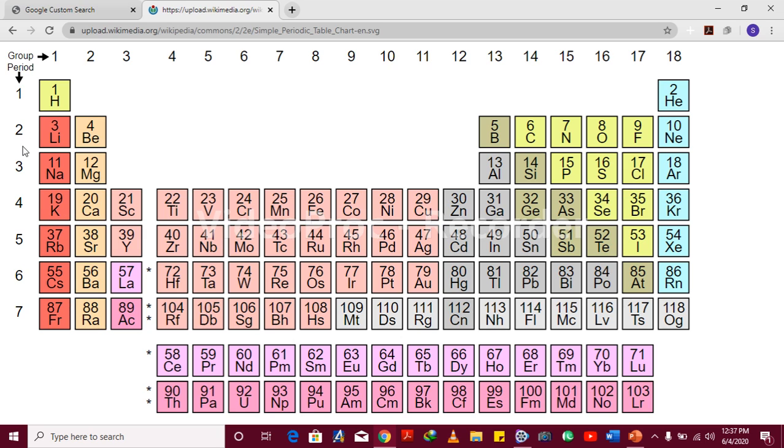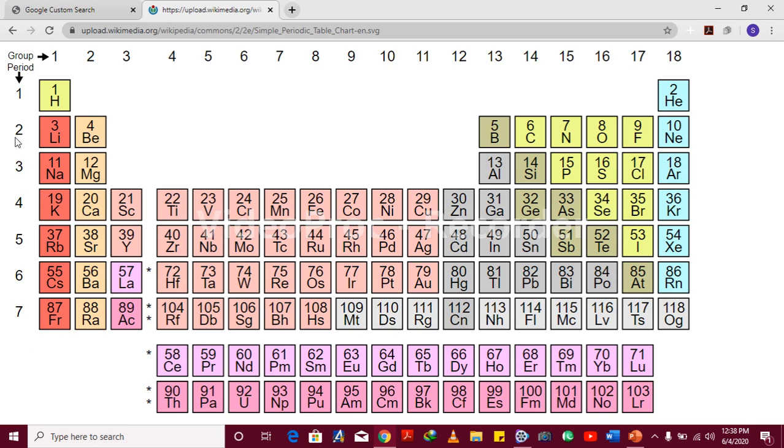Now count the periods. Mean to say there are 7 periods, 7 periods in the periodic table and 18 groups in the periodic table. The first period contains only 2 elements, the second period contains 8 elements, and the third also contains 8 elements, and this one contains 1, 2, 3, 4, 5, 6, 7, 8, 9, 10, 11, 12, 13, 14, 15, 16, 17, 18. Similarly 18, and this one contains 32, meaning 18 plus 14 is 32, and similarly the 7th period and 6th period contain 32 elements. Understand?